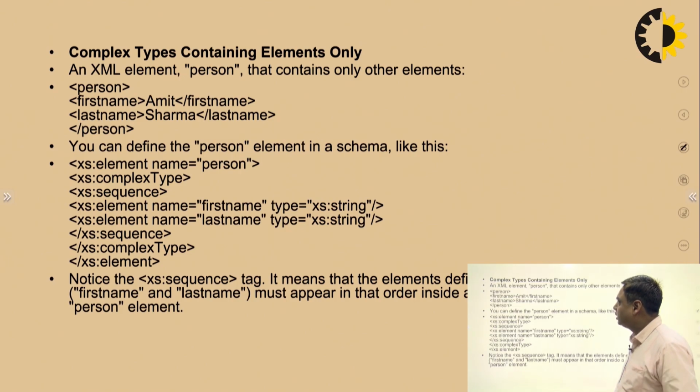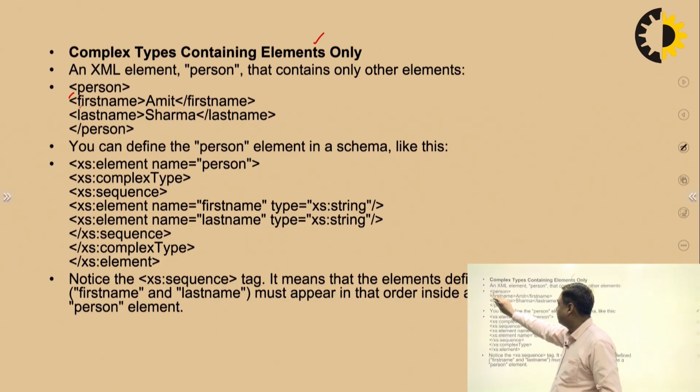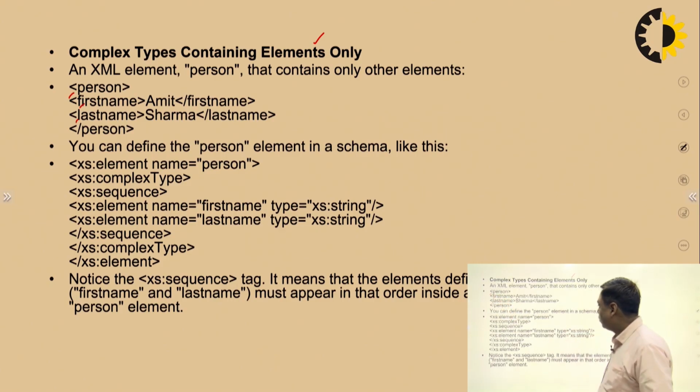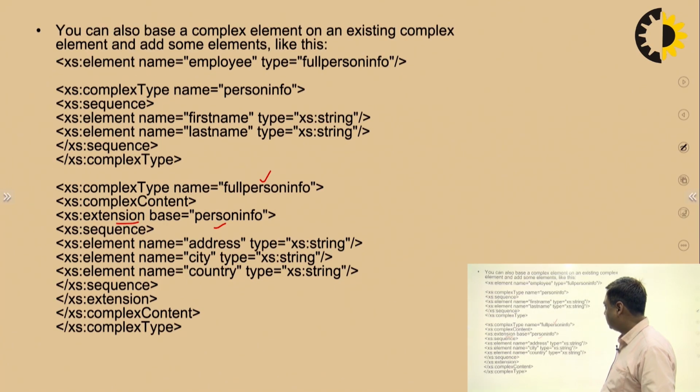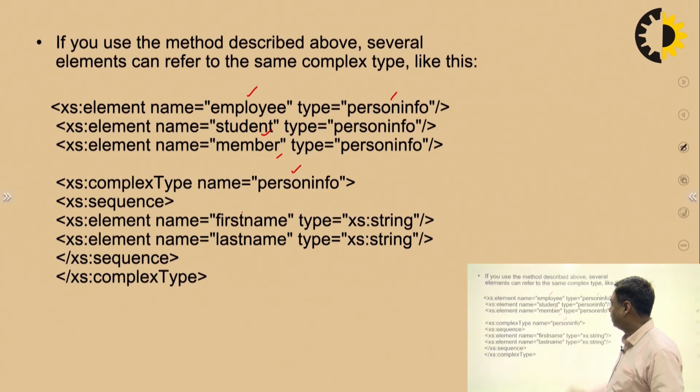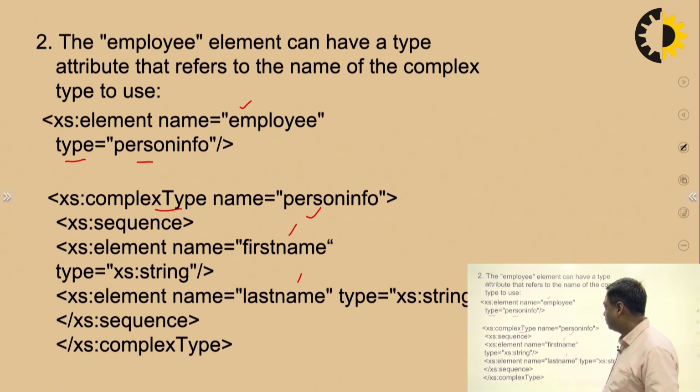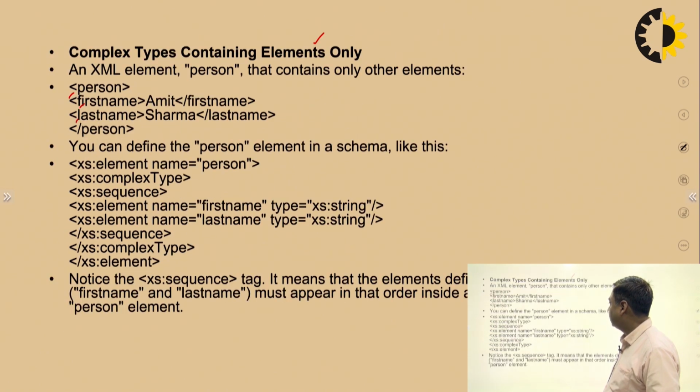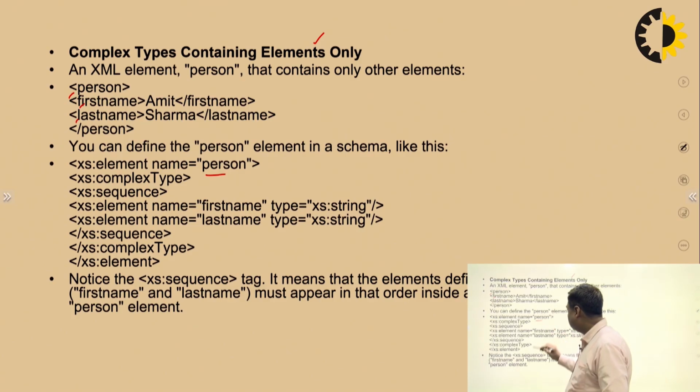Now, some more examples of the complex type that contains elements only. A person can have a first name and last name. If you are not following the previous approach, that is, the second approach, then in this case you have to define it here. So the element person is defined, it is of complex type, and two elements are defined within the person: first name and last name. Both are of type string, and it is a sequence.